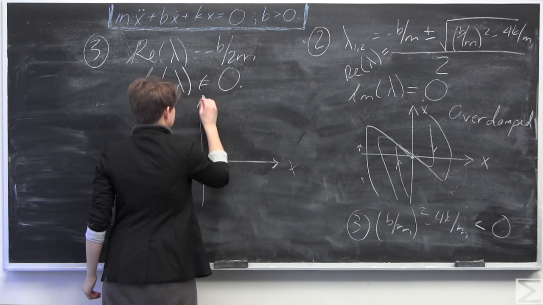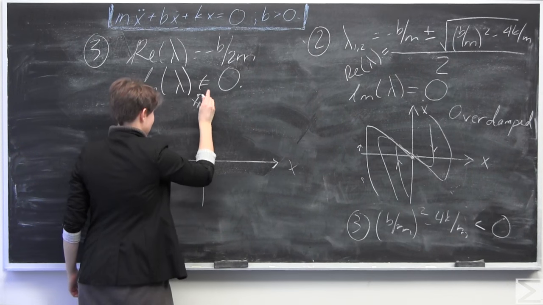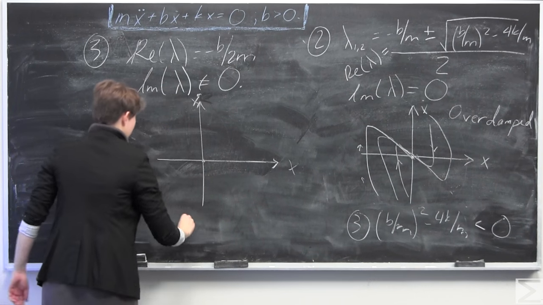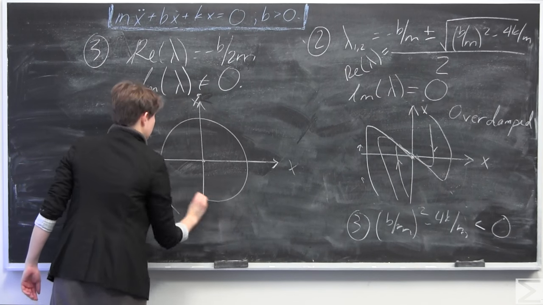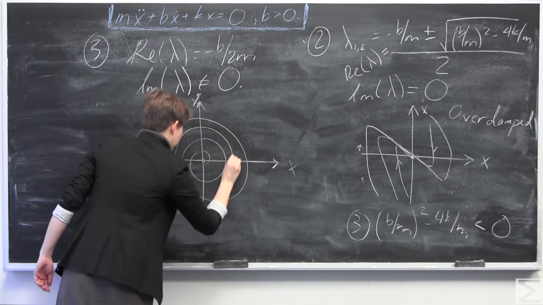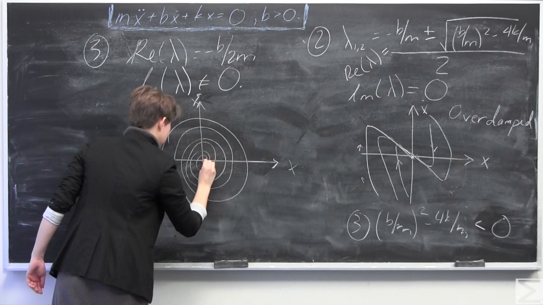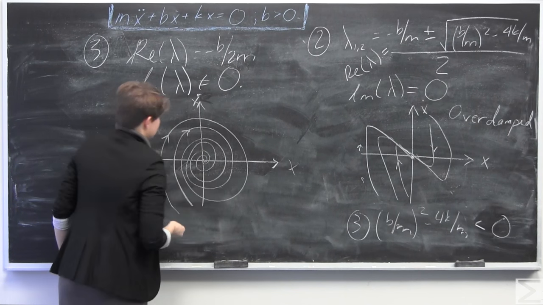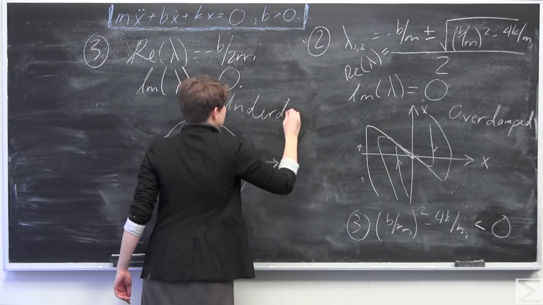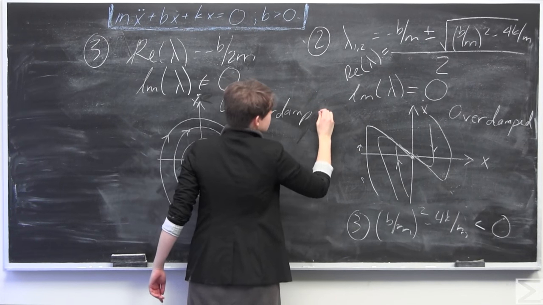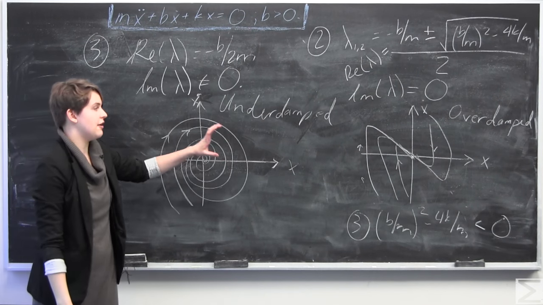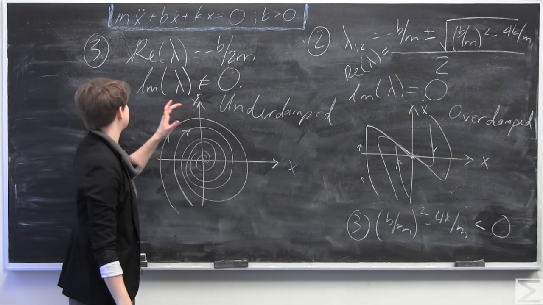Okay, so we have a phase plane here, x versus x dot. The origin is a spiral sink. And note here that the trajectories never cross. So this case corresponds to underdamping.